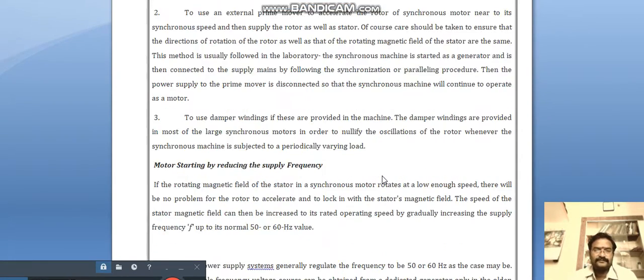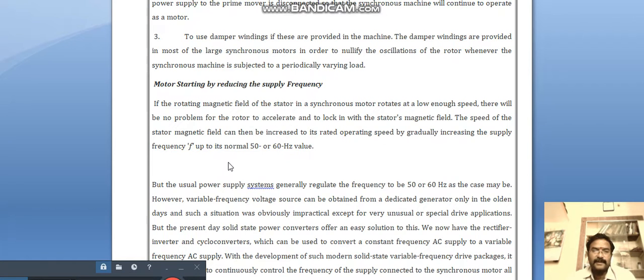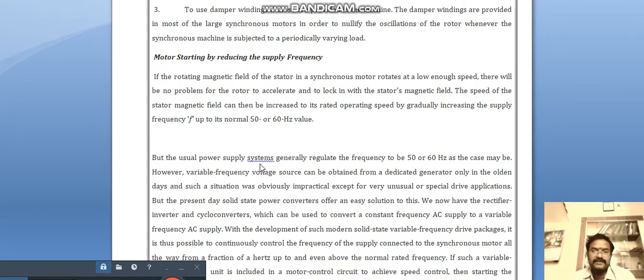The supply frequency is generally 50 to 60 Hz. However, a variable frequency voltage source could be obtained only from dedicated generators in the olden days. But nowadays special devices are present: cycloconverters, inverters, rectifier inverters, which can be used to convert a constant frequency AC supply to a variable frequency AC supply. This way we can get the variable frequency.